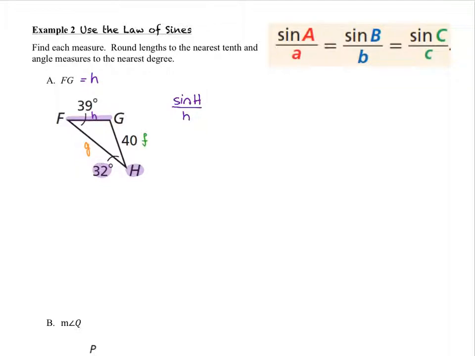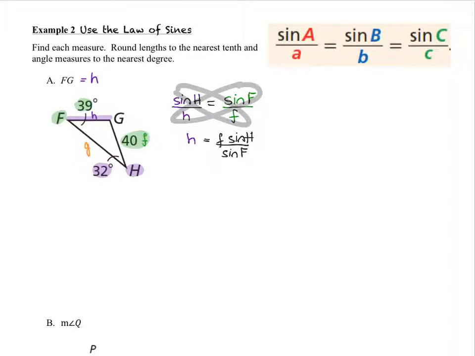The other side length and angle combination that we have is side F and angle F, which measures 39 degrees, and that's what's going to be on the other side of our proportion. So our proportion is set up, and we know that we are solving for side length H. As always, when we're solving a proportion, we use our cross multiplication. Our strong pre-algebra and algebra skills tell us that side length H is going to be equal to side F times the sine of angle H divided by the sine of angle F.